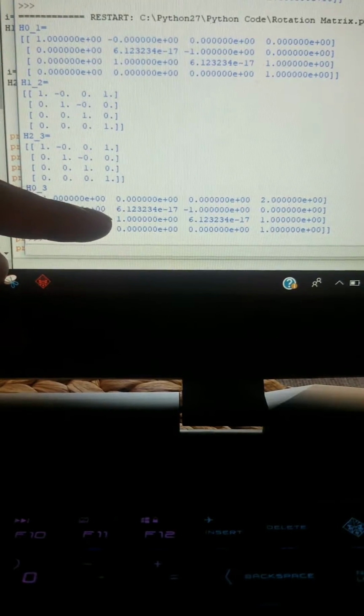This bottom portion is what I ended up getting for my homogeneous transformation matrices. As you can see, the x is at 1, the y is at 1 compared to the z0, and then the z3 is at -1 compared to y0. So all that checks out.